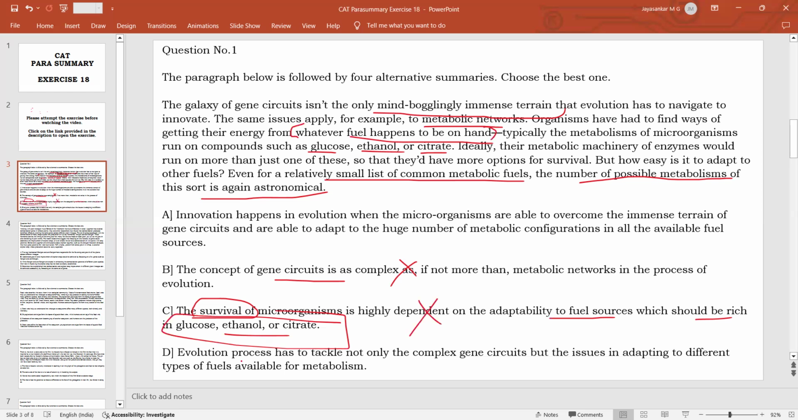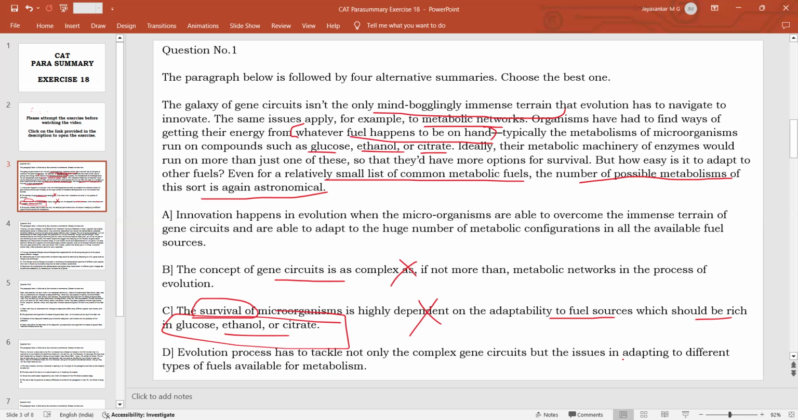This is wrong. Option B, evolution process has to tackle not only the complex gene circuits, but the issues in adapting to different types of fuels available for metabolism. Again, true. This is again a good answer. Evolution process has to tackle not only the complex gene circuit. The complexity of the gene circuit is one issue. Another issue is adapting to different types of fuels available for metabolism.